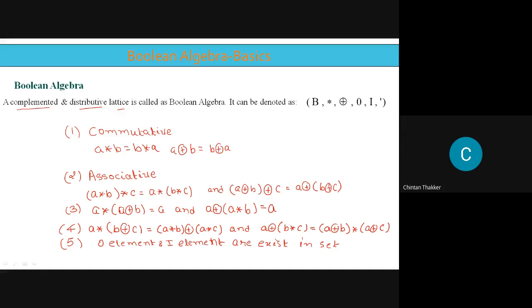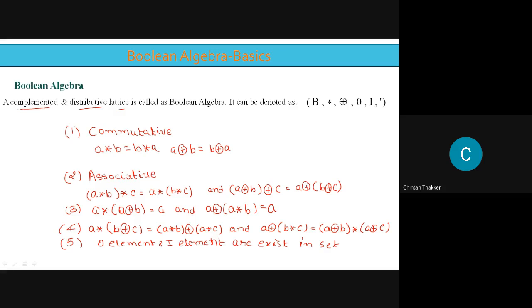If we have capital N with GCD and LCM, then it is not a bounded lattice because there is no LUB for capital N. But S30 is a bounded lattice because its GLB is 1 and LUB is 30. Similarly, S12, GLB is 1, LUB is 12. So these are bounded lattices. 1 is called the zero element and 30 is called the I element.